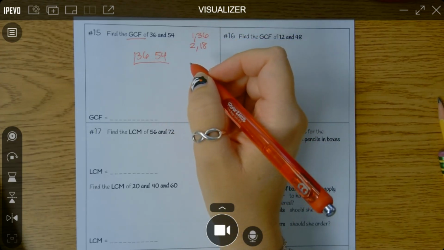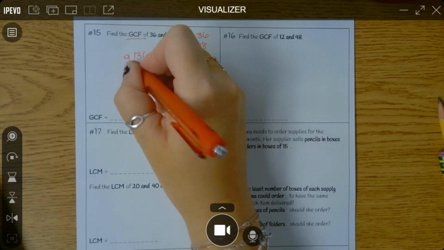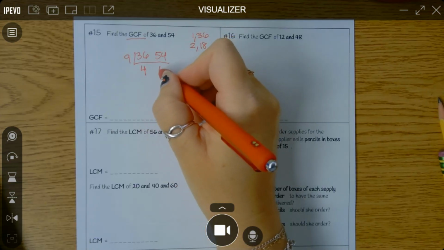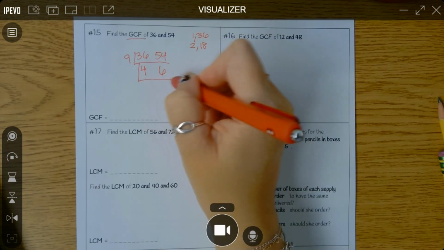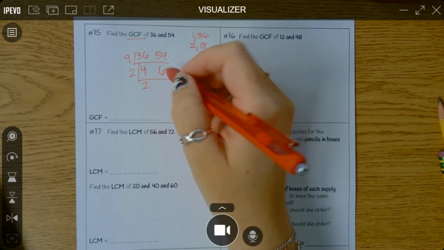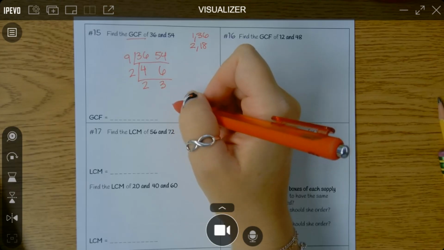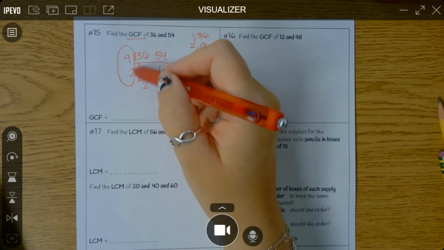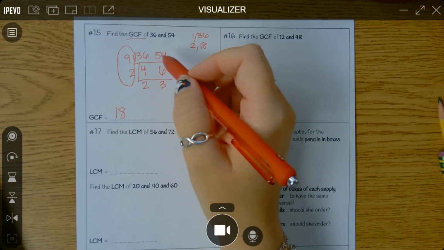So you ask yourself, what can go into both 36 and 54? I see 9, and 9 goes into 36 4 times, and 9 goes into 54 6 times. And then are you done, or can anything go into 4 and 6? 2 can go into 4 and 6. And 2 goes into 4 twice, and 2 goes into 6 3 times. Can you keep going? Nope. So then what's your GCF? Just the factors along the side, right? So 18 is the greatest factor that can go into both 36 and 54.